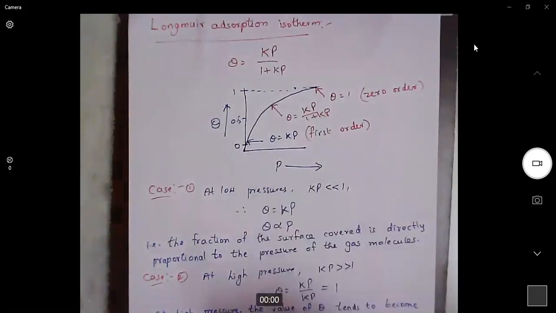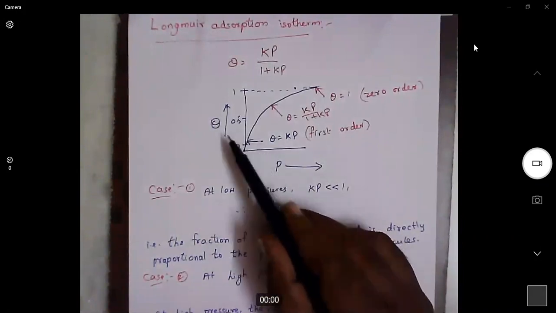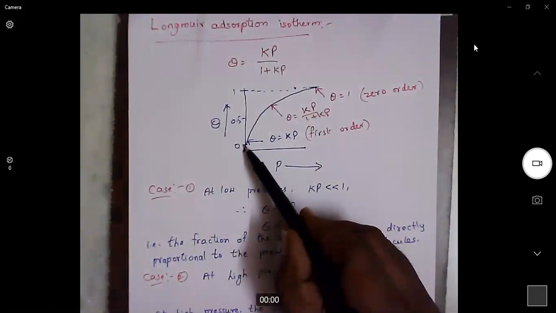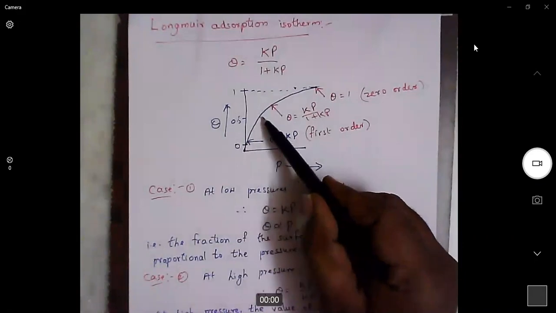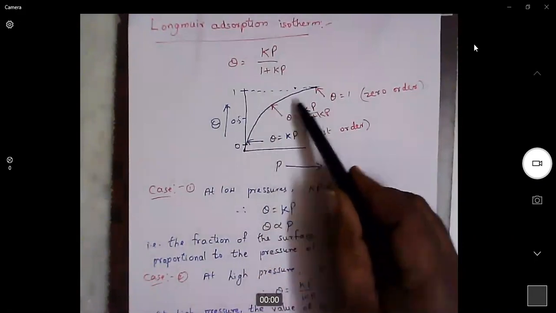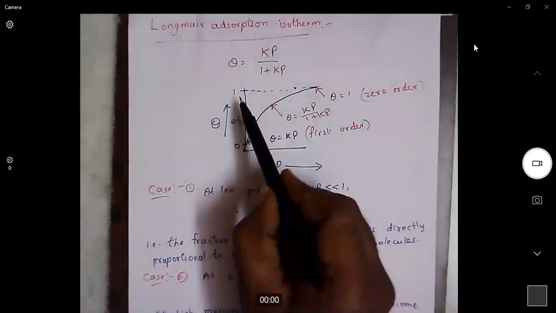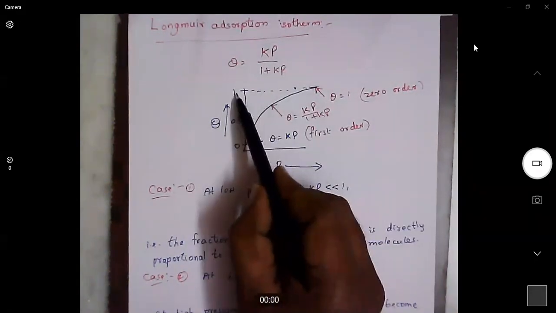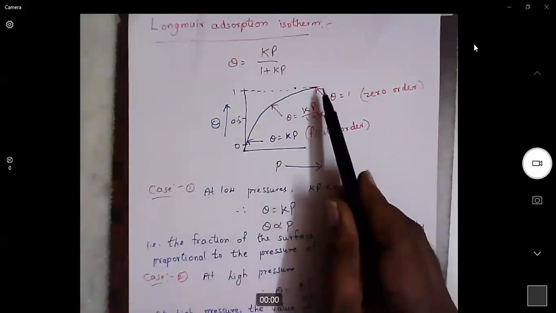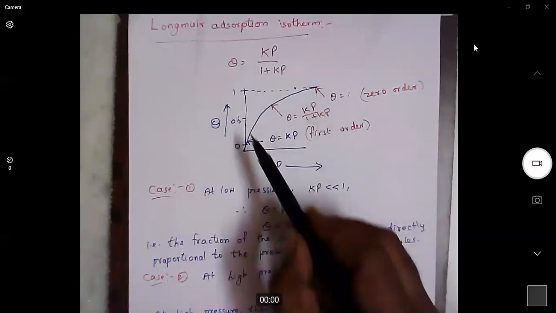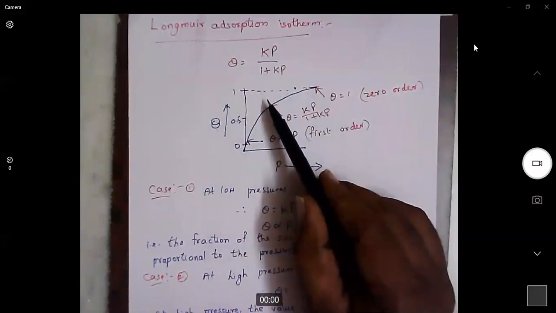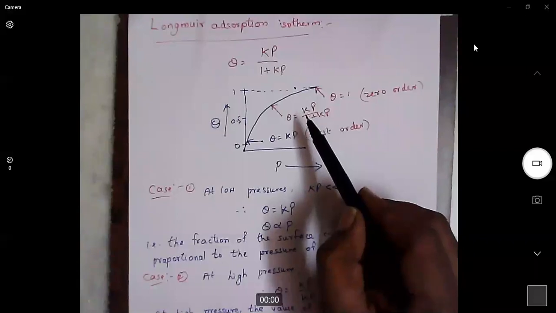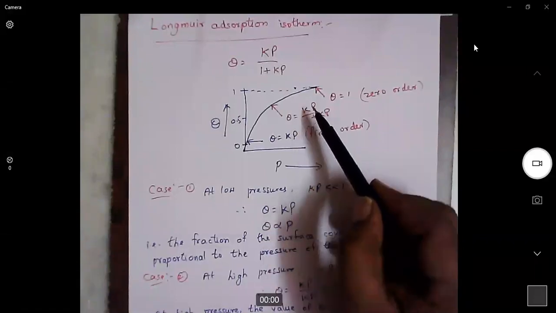Now, from this graph, we can clearly see that the fraction of surface covered theta will increase slowly with increase in pressure, and after reaching a certain pressure, that means once the surface is completely covered with the gas molecules, then with increase in pressure, the theta value will never change. So once the surface is fully covered, whatever pressure we apply does not influence the adsorption process.